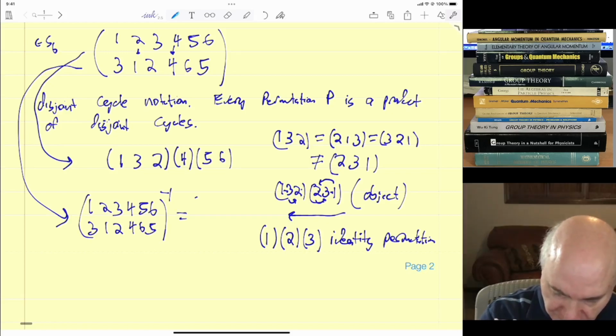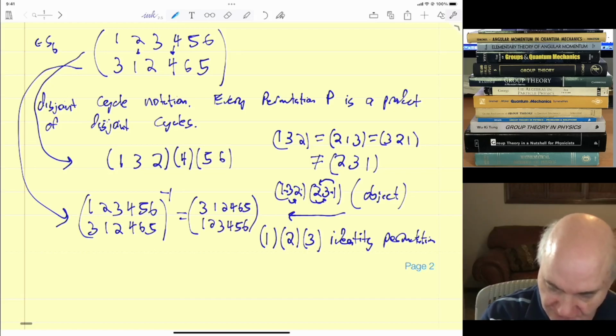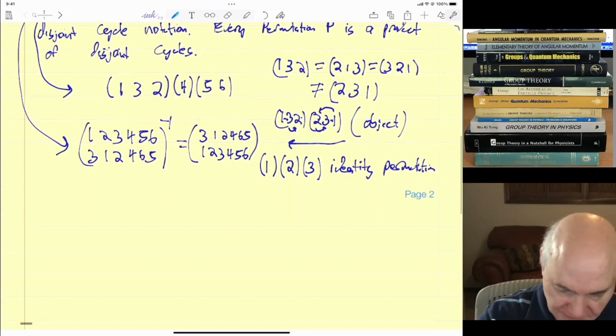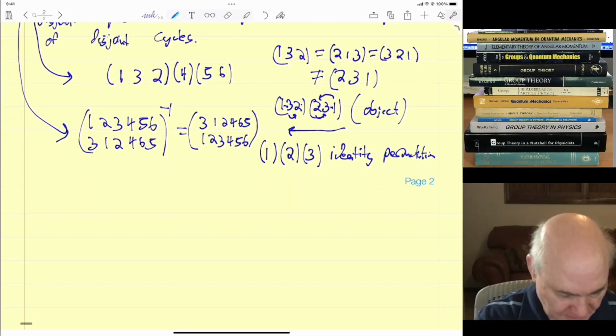Well, the easiest way, let's say you're doing some programming, just switch the top row with the bottom row. 3, 1, 2, 4, 6, 5 over 1, 2, 3, 4, 5, 6. Now, this is the permutation. 3 goes to 1, and 1 goes to 2, and so on. But it's not in the standard order. If you reorder the columns, then you'll get the inverse of this. And the inverse of this is, of course, just each of these same cycles taken in the opposite order.